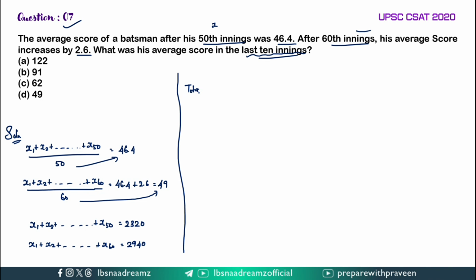So total score in the last 10 innings is equal to, we will subtract this and this, 2940 minus 2320, which is equal to 620. Now we can find the average score in the last 10 innings.